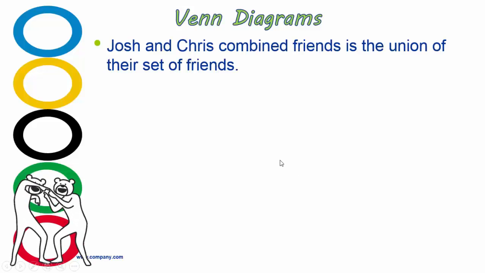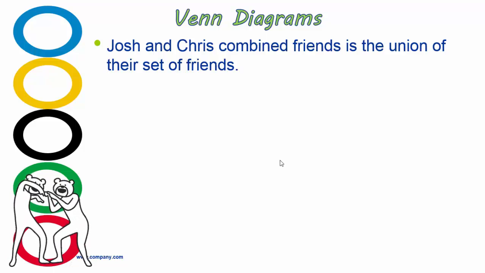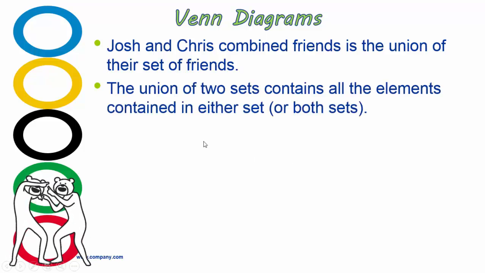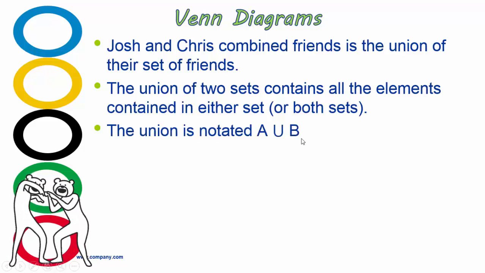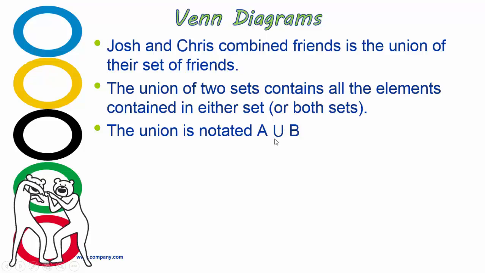So let's say Josh and Chris have combined friends. When we put all their friends together into one set, we would call that the union of their set of friends. That means the union is the two sets combined together, and all the elements of both sets are combined. The union is given by the notation of a U. So A union B, or Josh's friends together with Chris's friends, make this union.